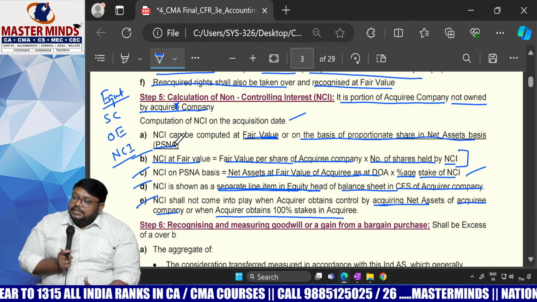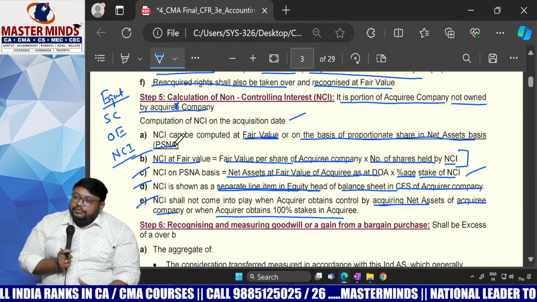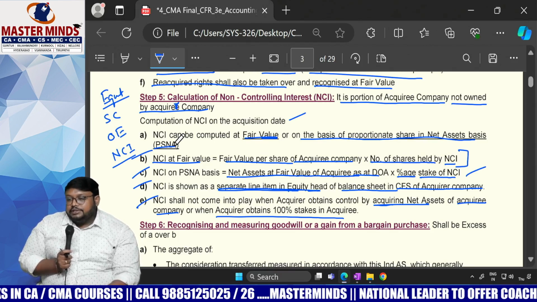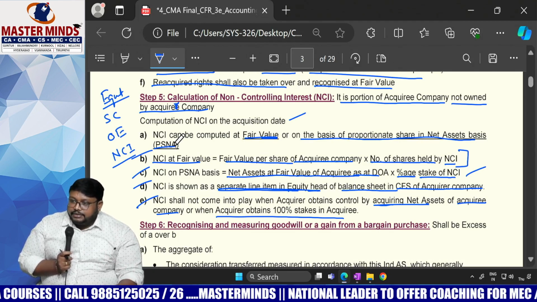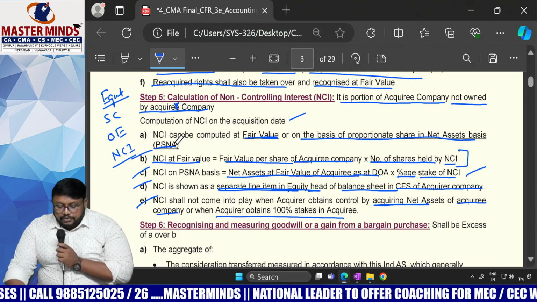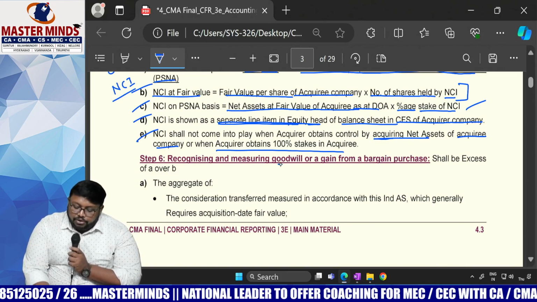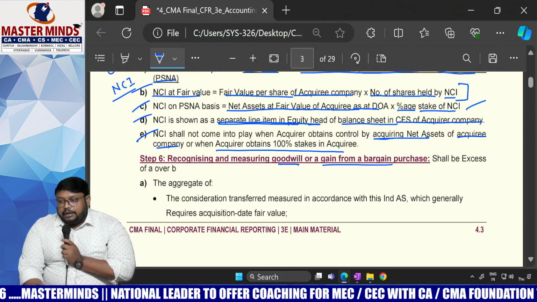Under the proportionate share in the net assets basis, if you compute the NCI, then whatever goodwill arises is a partial goodwill, the only goodwill which is related to the acquirer. Only the acquirer share of goodwill we will get. Okay, so that is the thing. And coming to the next, recognizing and measuring goodwill and gain on bargain purchase.